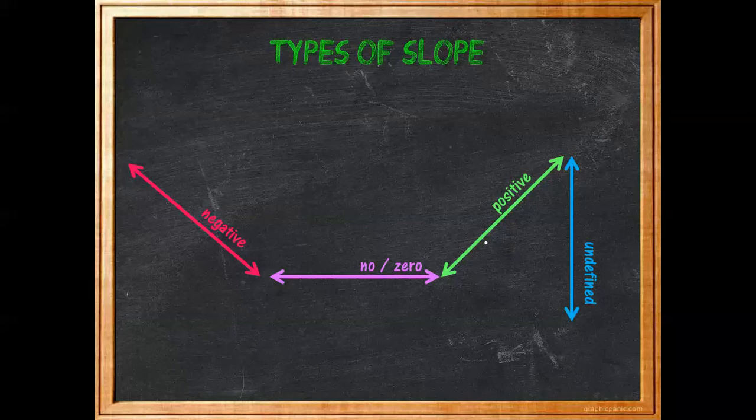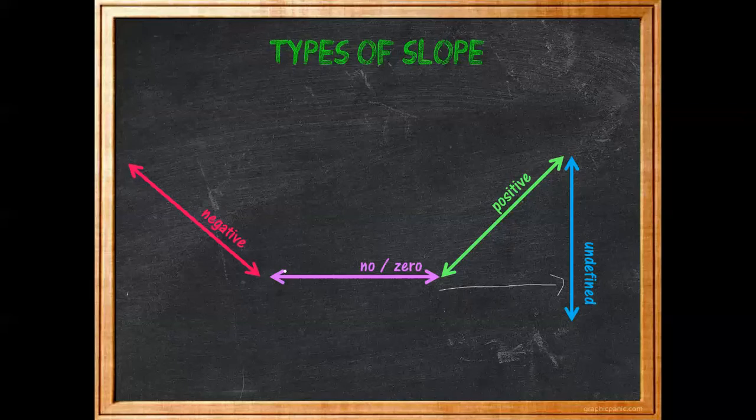With the positive, same thing. If we start on the left, we see where it starts, it's low. And as we move to the right, we notice that it goes up, up, up, up. So it's positive. So it's really important whenever you're determining whether a slope is negative or positive that you look at it left to right.